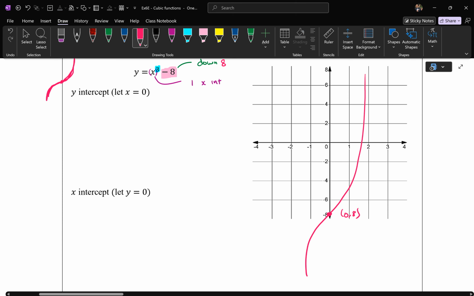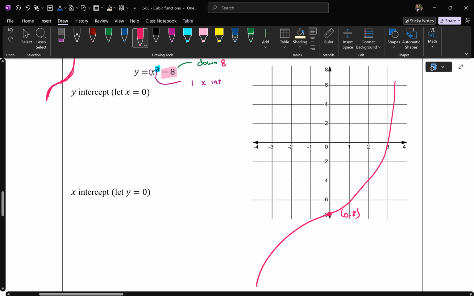I do know where the y-intercept is because it clearly is at 0, negative 8. So I don't know if it looks like this, I don't know if it looks like this. That's why we need to find the x-intercept and y-intercepts. In our case, the y-intercept's already given because we happen to figure it out. If you let x equals 0, you would have got negative 8. So we already know that the y-intercept is at 0, negative 8. The x-intercept is what you need to figure out.